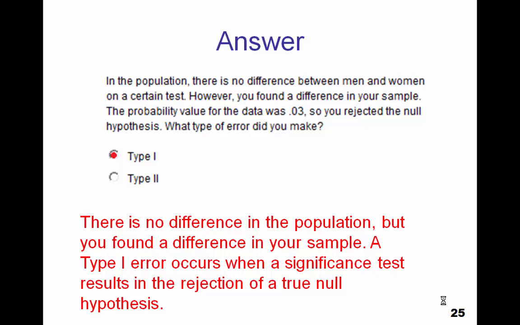There is no difference in the population, but you found a difference in your sample. A type 1 error occurs when a significance test results in the rejection of a true null hypothesis.